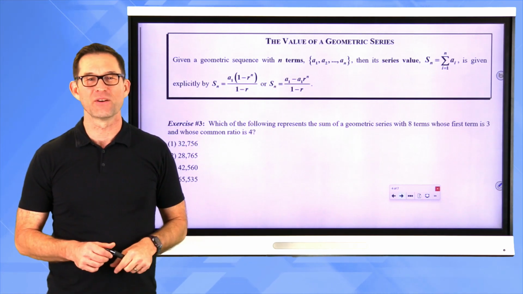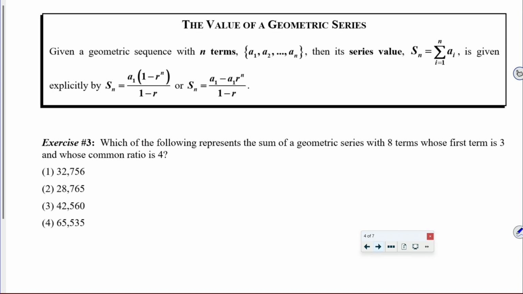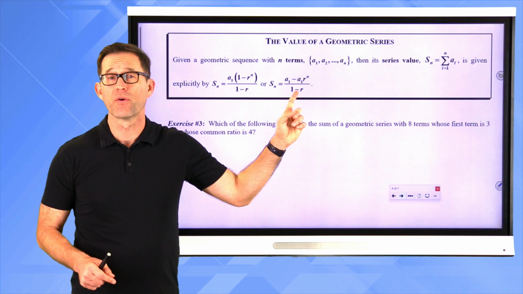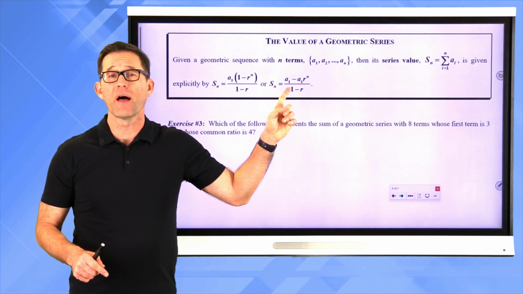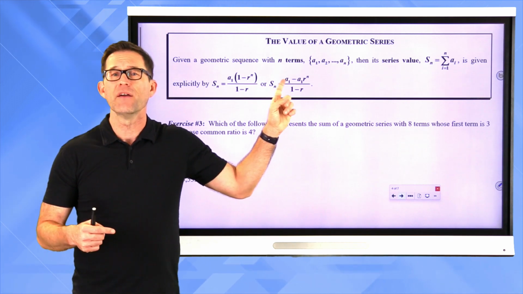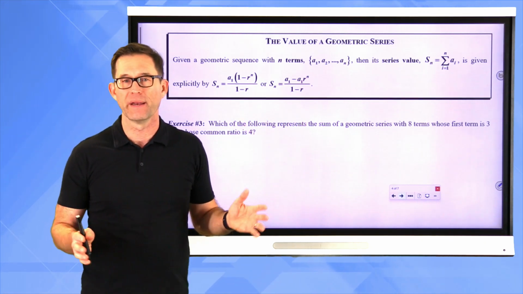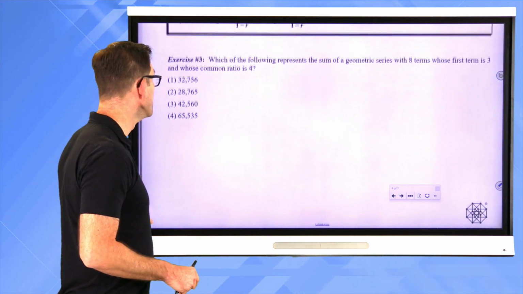The value of a geometric series. Given a geometric sequence with n terms, a1, a2, dot, dot, dot, all the way up to an, its series value, the summation of those terms, is given explicitly by s sub n equals a1 times the quantity 1 minus r to the n, all divided by 1 minus r. Or, if we don't factor the numerator, we could look at it as a1 minus a1 times r to the n, all divided by 1 minus r. Personally, I like this form better than that form, but that's just me. Again, we could have gotten this form on that previous slide if we hadn't factored the a1 out of this expression, but just factored the s sub n out of the 1 minus r expression.